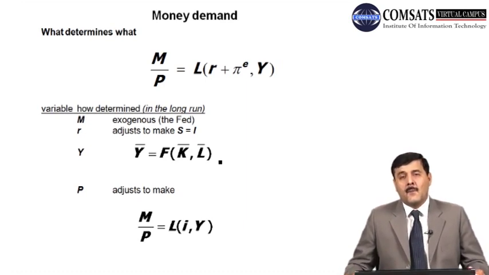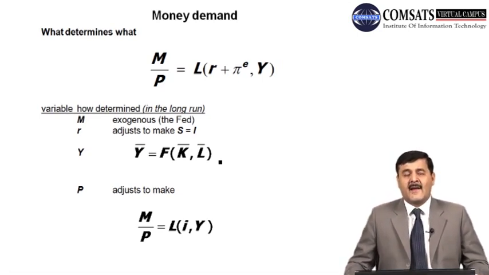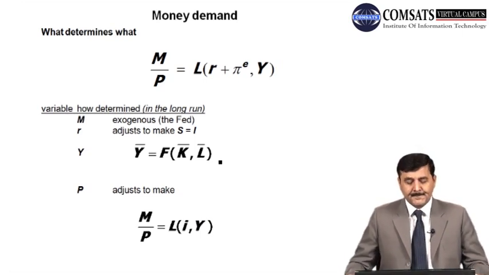So then we can say that P is the only variable, the only parameter that adjusts the demand for money function, or the demand for real balances, and we can write that M over P is equal to L of i comma Y, जैसा कि आपको सामने नज़र आ रहा है.